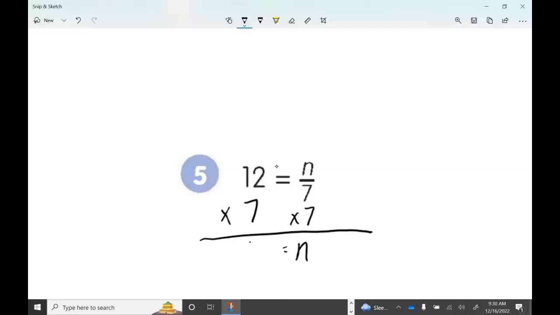12 times 7 equals 84. So we can see 84 would be the solution to this equation. Now, we need to figure out if this is true or not. So what we can do is take 84, divide that by 7, and we can see that's going to give you 12, which is right here.